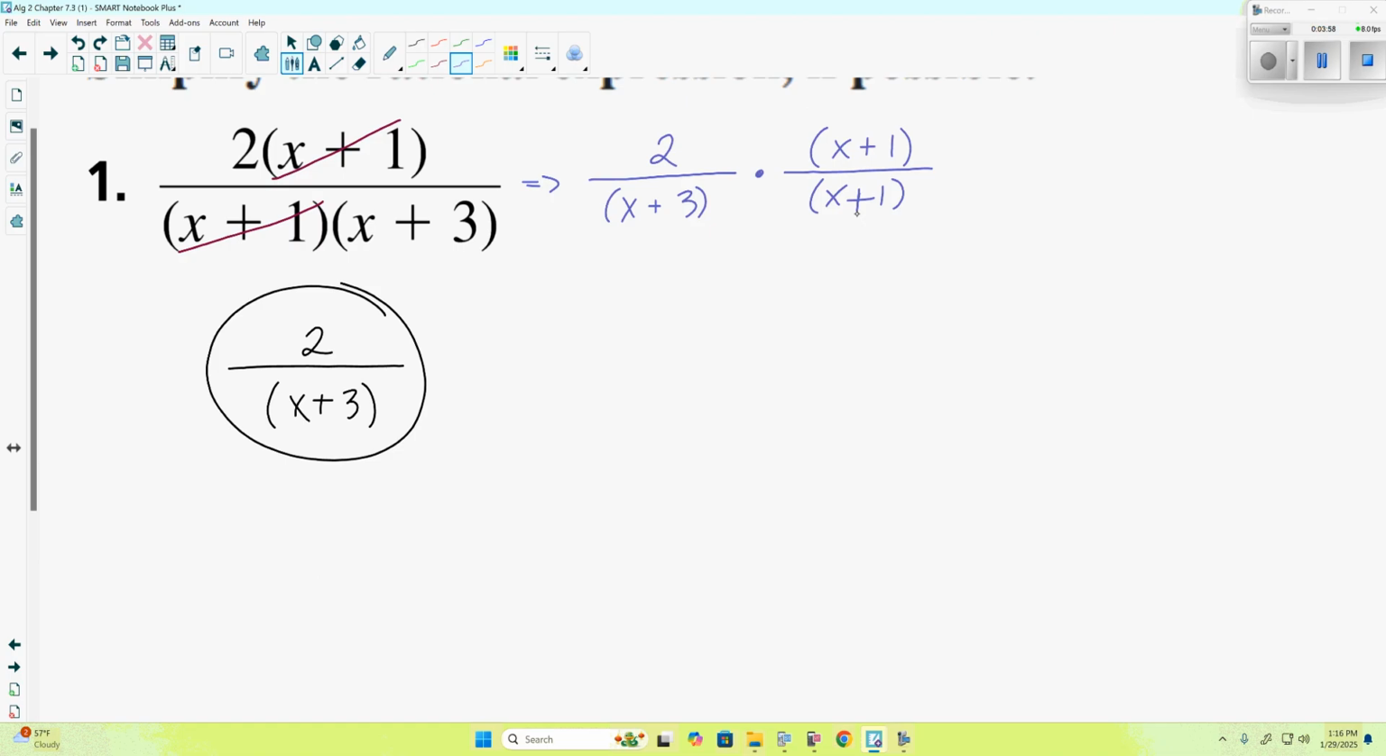The reason I write it this way is, well, 2 over x plus 3 is our answer, yes? Over here, x plus 1 divided by x plus 1. Anything divided by itself is 1, yes? So really, x plus 1 divided by x plus 1 is just 1. That's why it simplifies with multiplication. We can't do the same thing with addition, subtraction. So it's just 2 over x plus 3 times 1, which is just our 2 over x plus 3. Questions on this here?